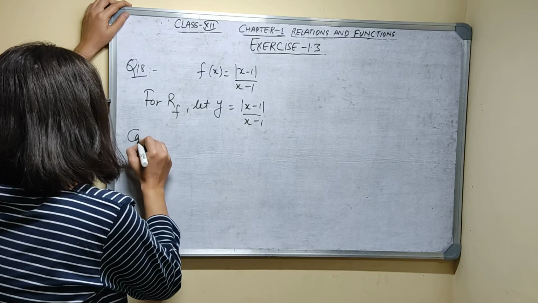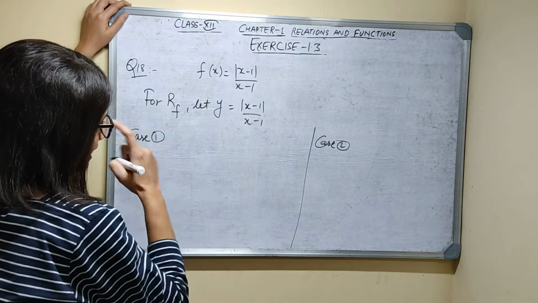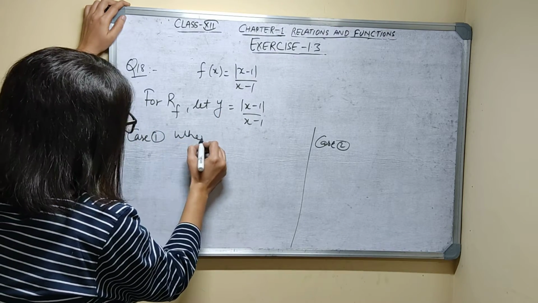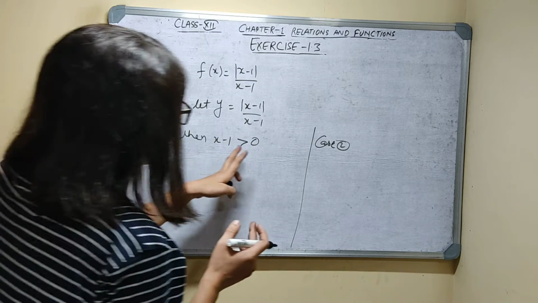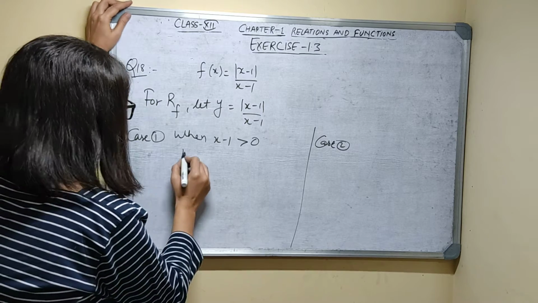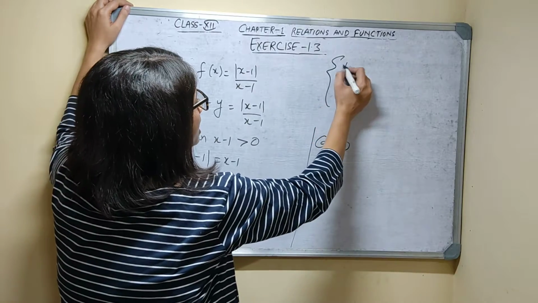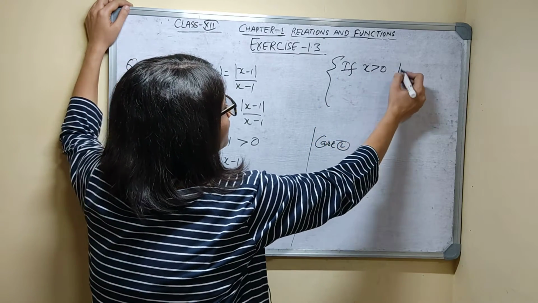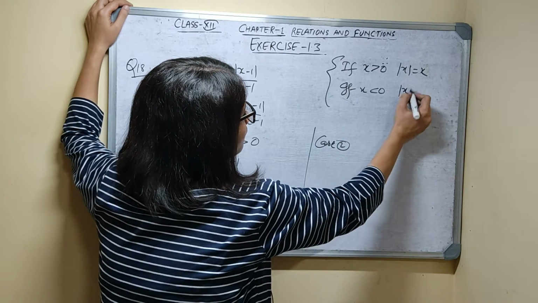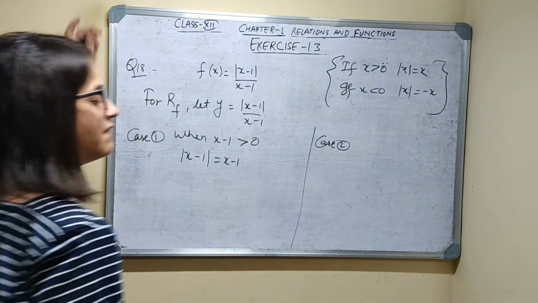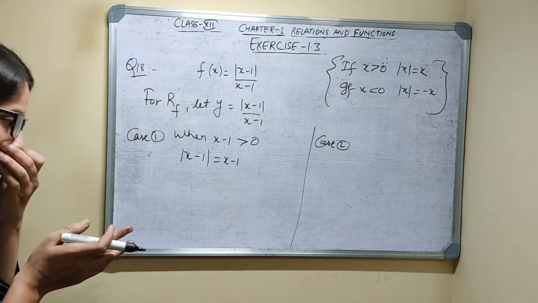Is it clear? Two cases we have to solve. Case number 1: when x − 1 is greater than 0. If |x − 1| is greater than 0, it means |x − 1| is equal to x − 1 only. You know this formula: if x is greater than 0, then |x| is equal to x. If x is less than 0, |x| is equal to −x.